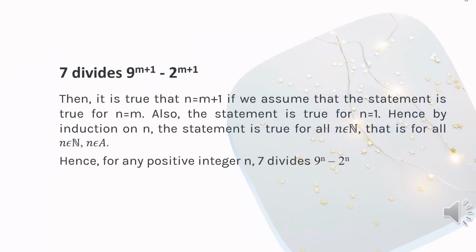7 divides 9^(m+1) minus 2^(m+1). Then it is true that n equals m plus 1 if we assume that the statement is true for n equals m. Also, the statement is true for n equals 1. Hence, by induction on n, the statement is true for all n in the natural numbers. Hence, for any positive integer n, 7 divides 9^n minus 2^n.